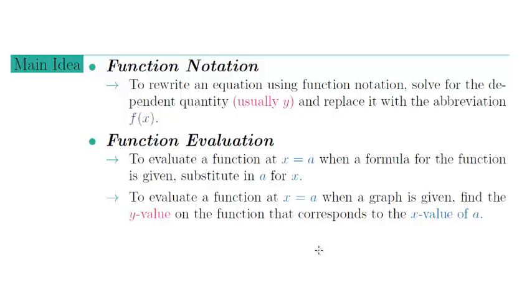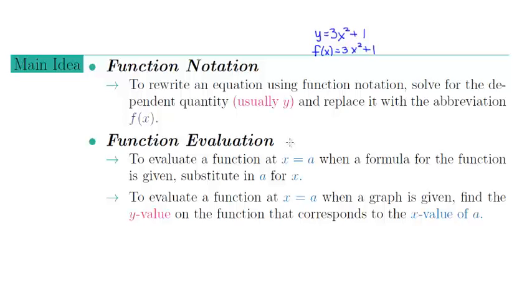First, we looked at function notation. That is, we took an equation that was a function, y equals 3x squared plus 1, and we said we could rewrite this into function notation form, f of x equals 3x squared plus 1. And how do we do that? Well, we make sure our equation is first solved for the dependent quantity, usually y, and then we replace y with the abbreviation f of x.